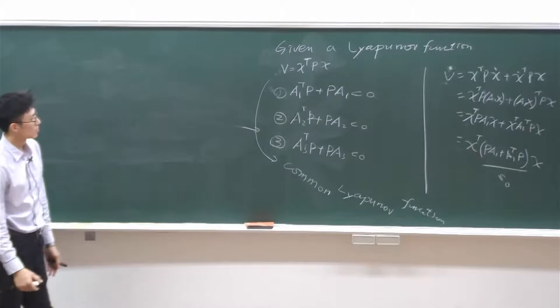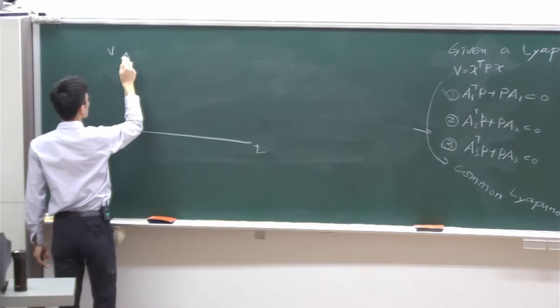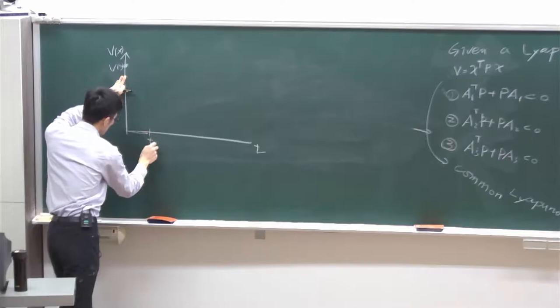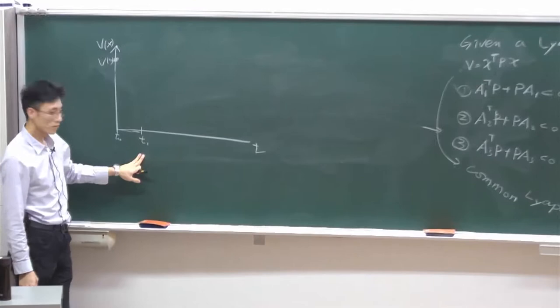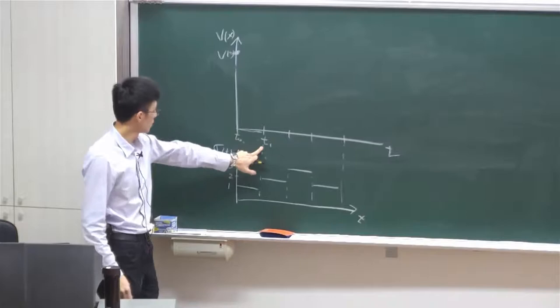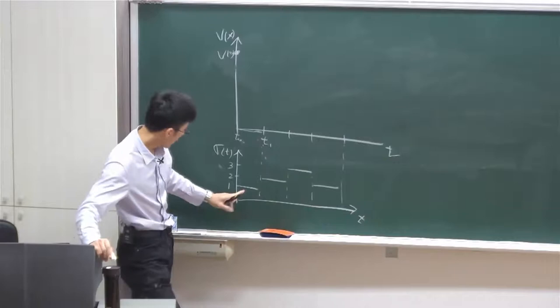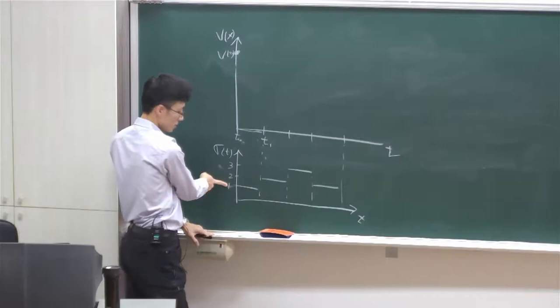That means that initially if your V0 is here, and at this time from T0 to T1, assume that the activated system is system 1. Okay, this is the switching signal, right? And at any time, only one system is activated. Let's say between this time, the first system is activated, A1x is activated, right?